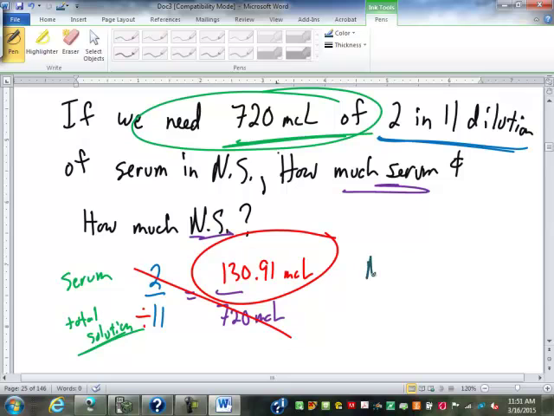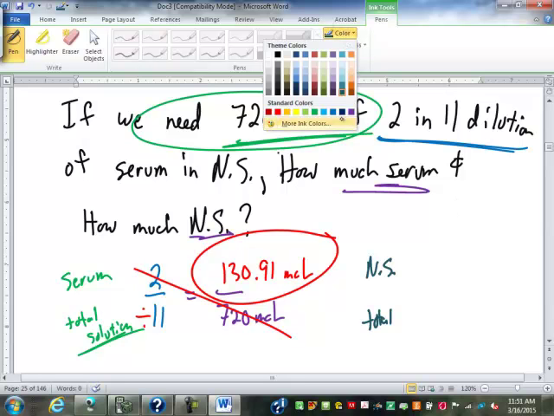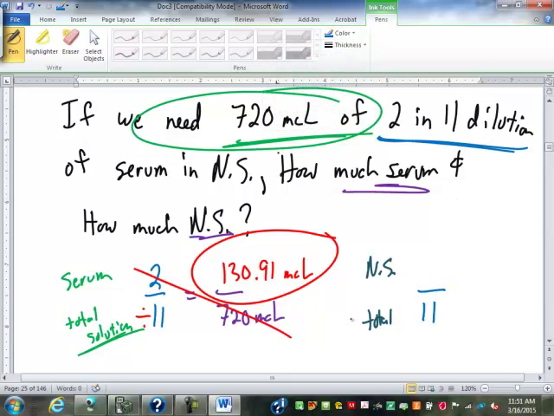But I'm going to make the ratio of saline to total, and I'm going to use that to check. So the total is still 11 parts. How many parts of saline would there be? Well, if there were 2 parts of serum, 11 minus 2 is 9. And we know, again, 720 microliters of total solution. We cross multiply and divide. 9 times 720 divided by 11 is going to give us 589.09 microliters.